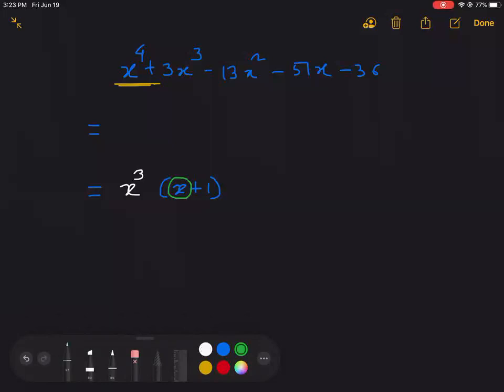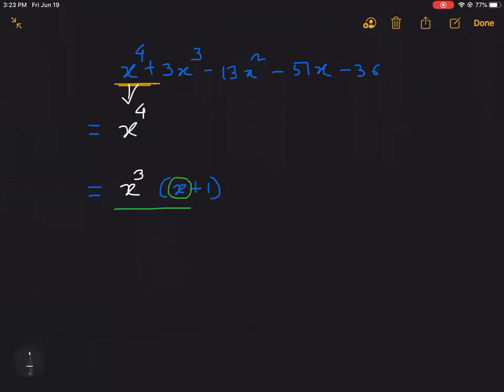So we know that this will give us x to the 4, which we already have here. So that's all right. And if we multiply this two, I'll get plus x cubed. Oh, sorry, plus x cubed, right? So that's the first pair done. That's the first pair, okay?